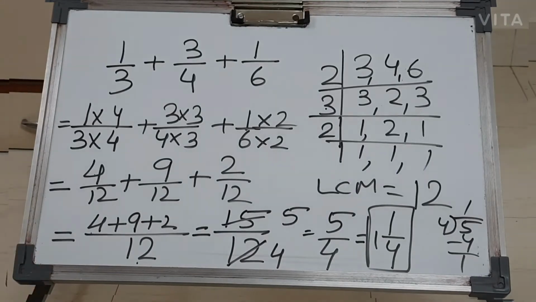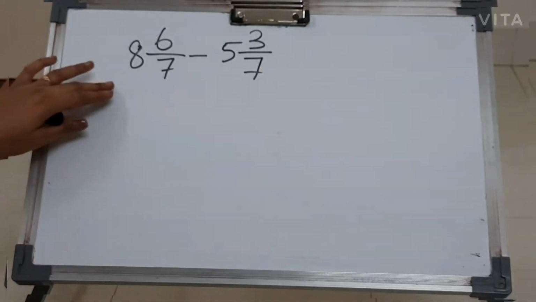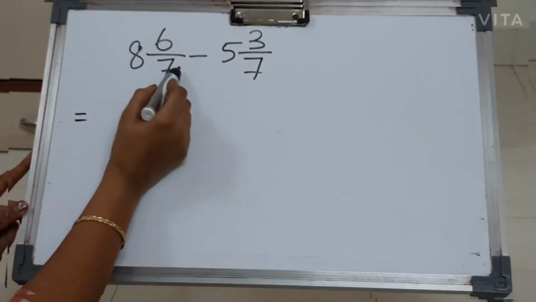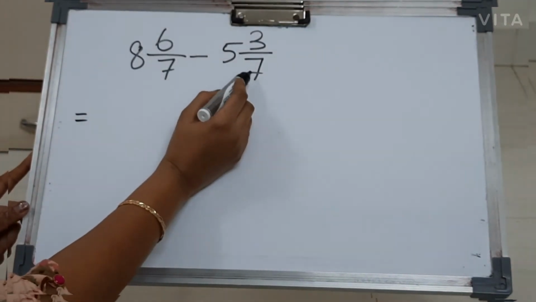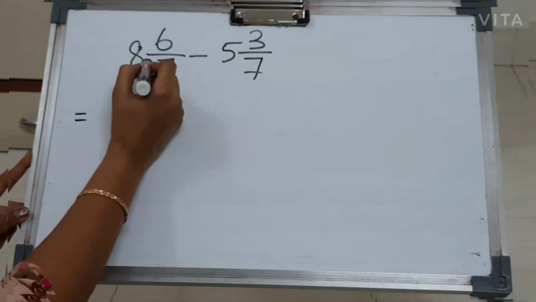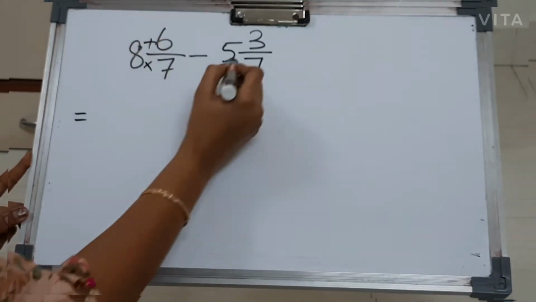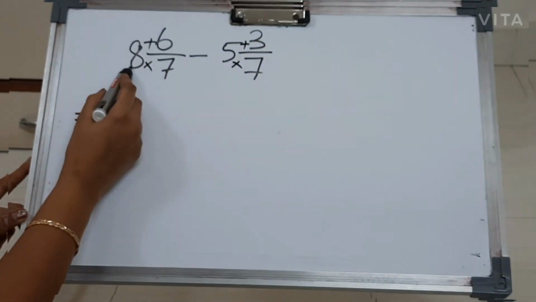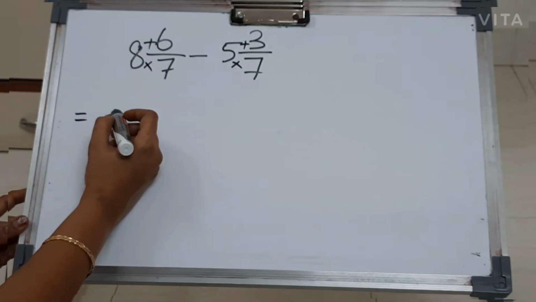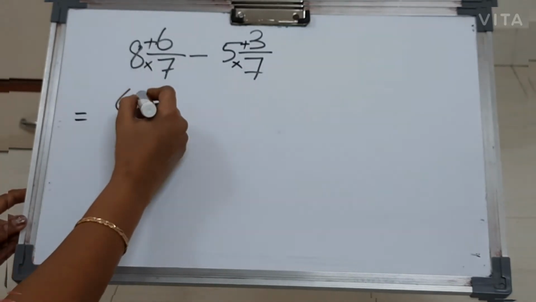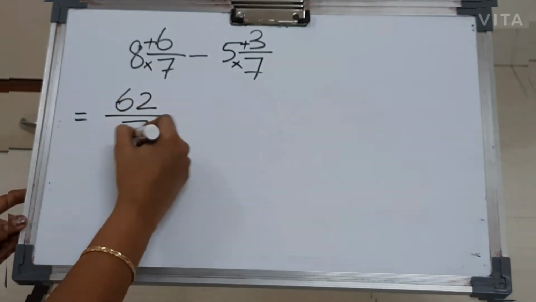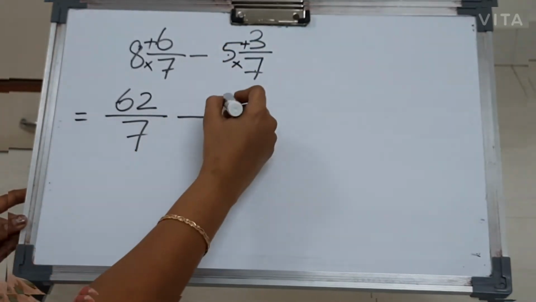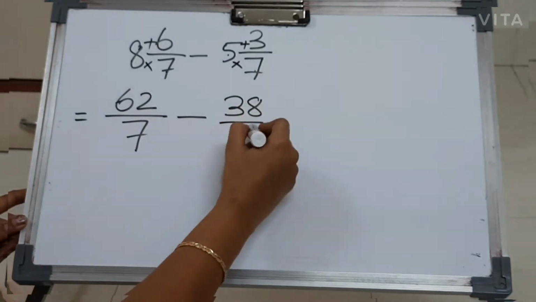Now coming to the next question. If we are going to simplify this, it is a subtraction question. First you can see these are mixed fractions, so we will convert them into improper fractions first. That is 7 into 8 plus 6, and 5 into 7 plus 3. So 7 8s are 56. 56 plus 6 is 62. So 62 by 7, minus 7 5s are 35. 35 plus 3 is 38 by 7.